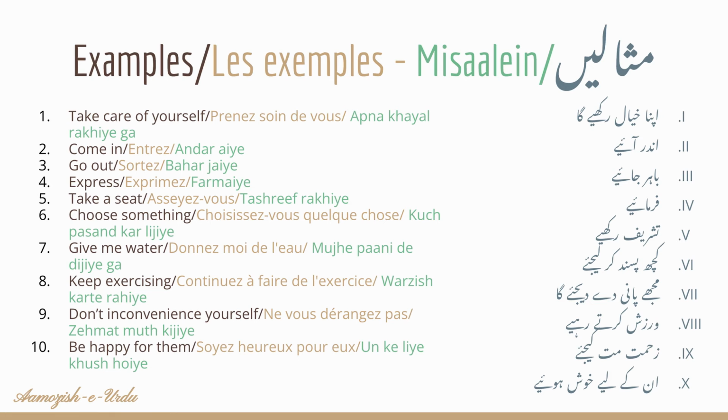Don't inconvenience yourself. Zahmat mat kijiye. So it's like, don't go to the trouble of doing this, or something like that. So, zahmat mat kijiye. And then be happy for them. Unke liye khush hoiye. So hoiye is the command form of hona. And for the tum it's just ho. So unke liye khush hoiye.